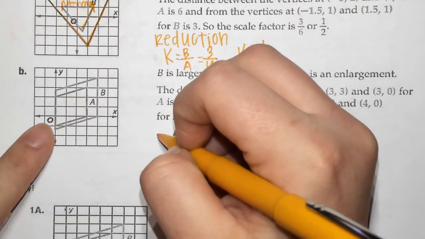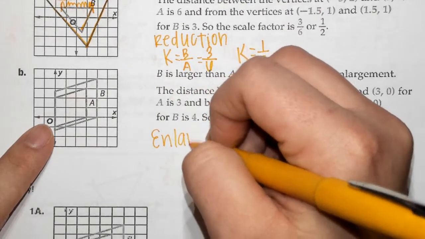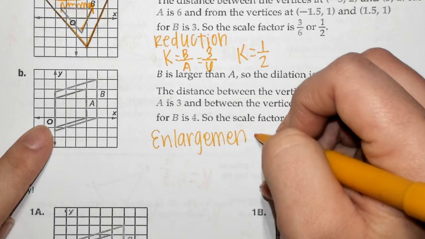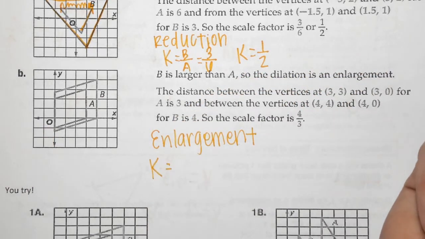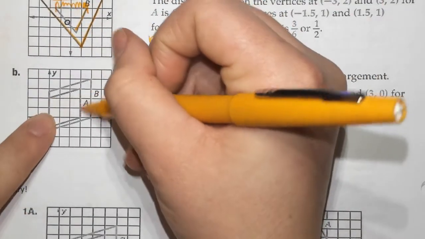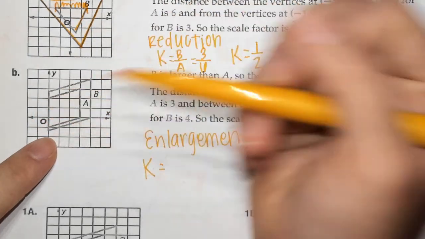From A to B, did it get bigger or smaller? Bigger. It's an enlargement. So are we going to divide by a scale factor or multiply? Multiply. So it's got to be greater than 1. You can either count this side of A and this side of B, or you can count this side. Doesn't matter. They're both going to be the same.